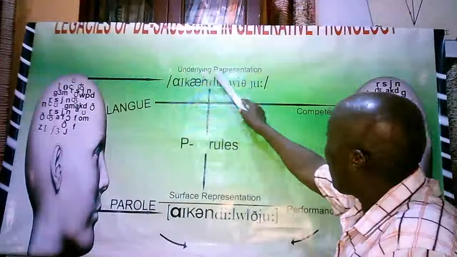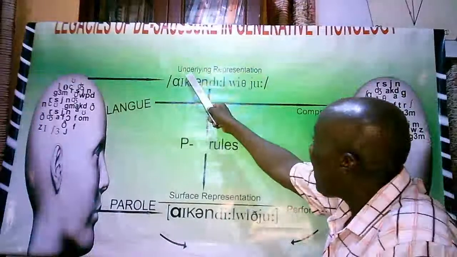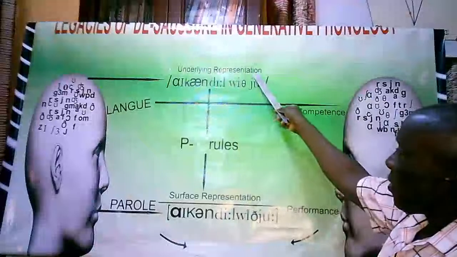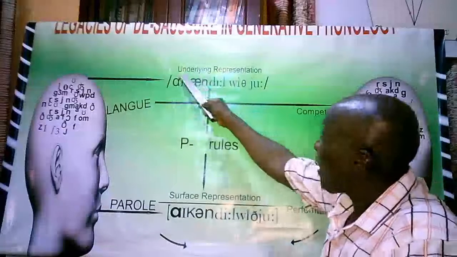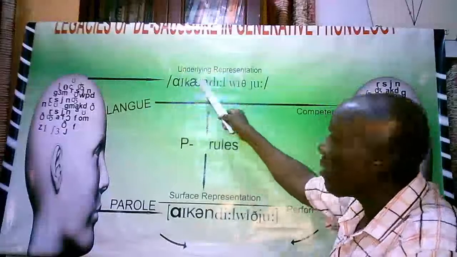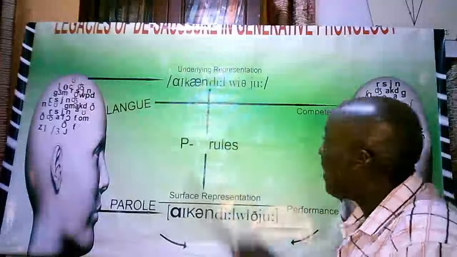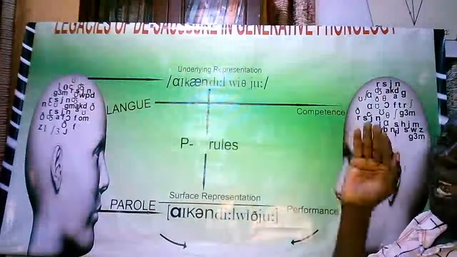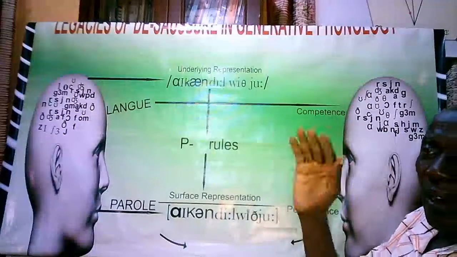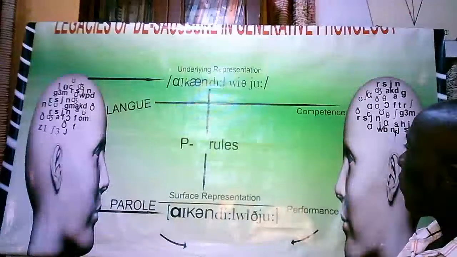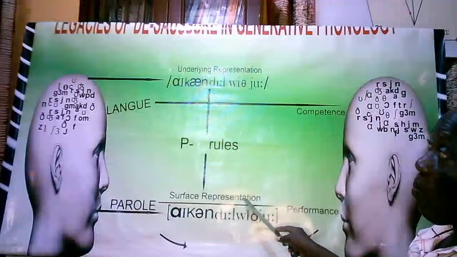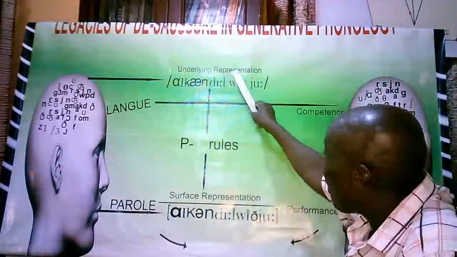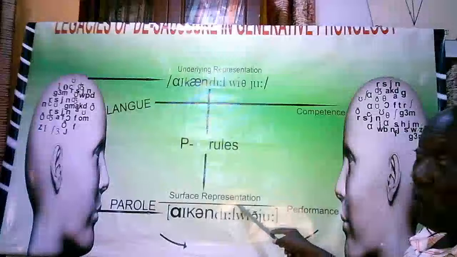Look at this expression here: underlying representation. Look at the spelling. I'm not saying underline. Underlying is the representation at the background. Underlying representation, while this one is surface representation. Underlying representation and surface representation.